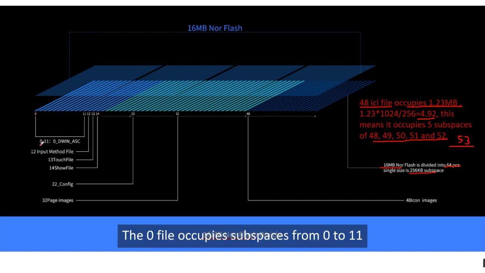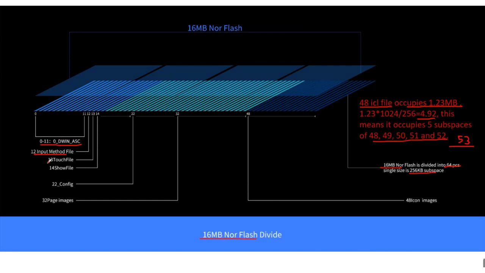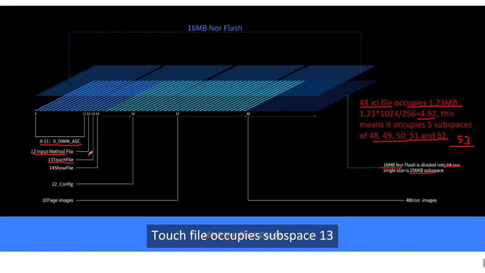The 0 file occupies subspaces from 0 to 11. The input method file occupies subspace 12. Touch file occupies subspace 13. Show file occupies subspace 14. Initial value file occupies subspace 22.